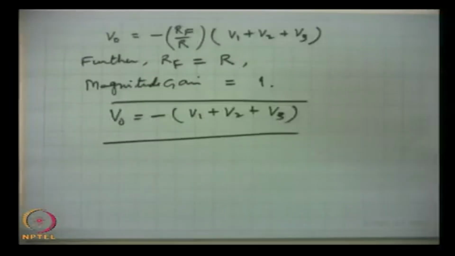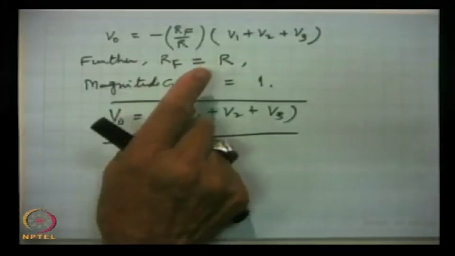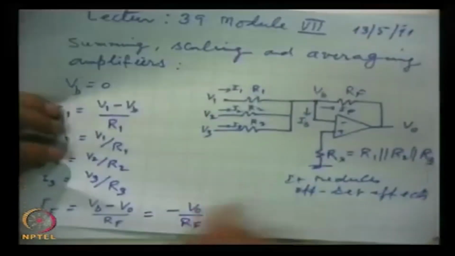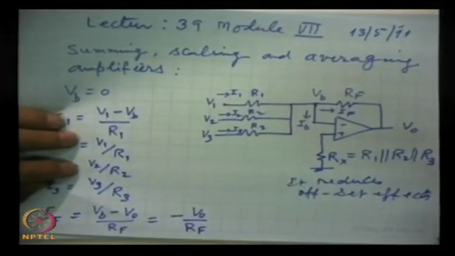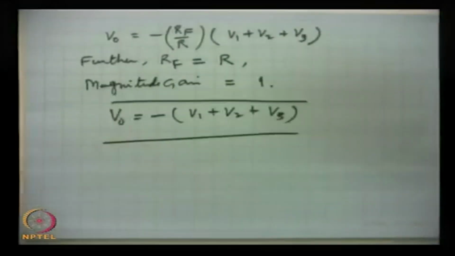That means the output voltage for this summing amplifier under these conditions of choosing R1 equal to R2 equal to R3, and let us say that is R, and Rf also equal to R, that is, all these resistances in this circuit are taken as single value resistances. All these resistances Rf, R1, R2, R3 are taken as a single value resistor, say 10K, 20K and so on. Then the output will be the sum of all the input voltages with a reverse sign, with a negative sign.